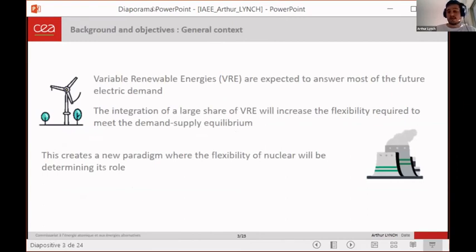The general context is quite simple. It is the fact that variable renewable energies are expected to meet most of the future electric demand.